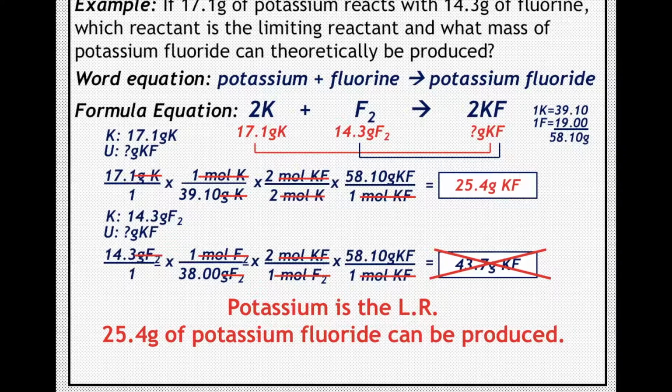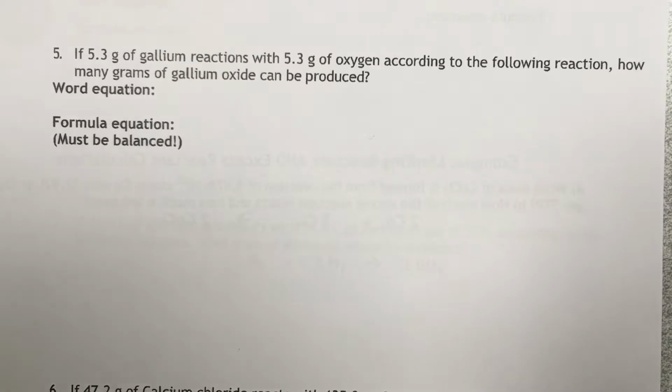It doesn't matter if we have 1,000 pieces of bread. If we have 2 pieces of meat, we can only make 2 sandwiches, okay? So that's basically the idea behind limiting reactant. All right, let's do number 5 on the homework problems.